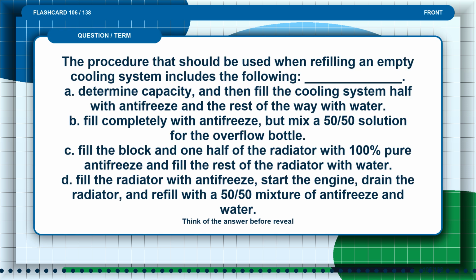Flashcard 106. The procedure that should be used when refilling an empty cooling system includes the following: blank. A. determine capacity, and then fill the cooling system half with antifreeze and the rest of the way with water. B. fill completely with antifreeze, but mix a 50/50 solution for the overflow bottle. C. fill the block and 1/2 of the radiator with 100% pure antifreeze and fill the rest of the radiator with water. D. fill the radiator with antifreeze, start the engine, drain the radiator, and refill with a 50/50 mixture of antifreeze and water. Pause and think of the answer before the reveal.